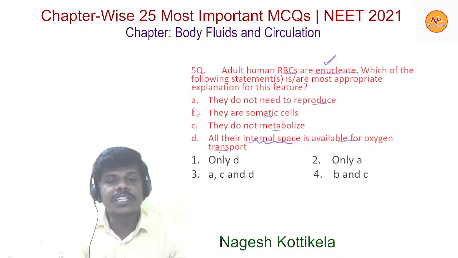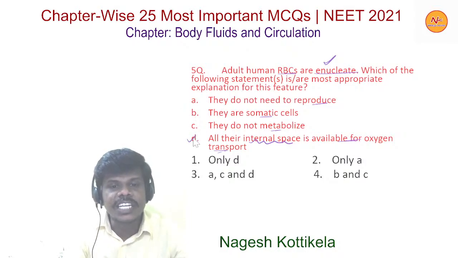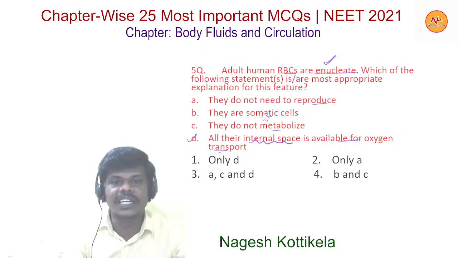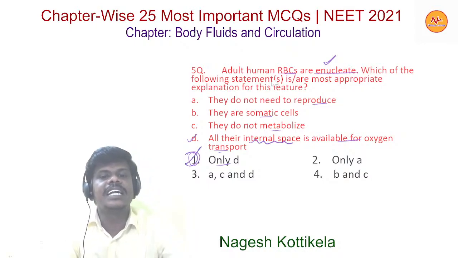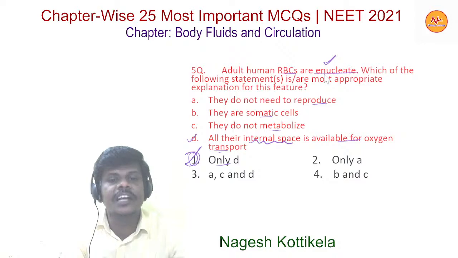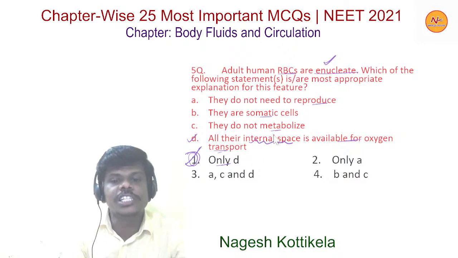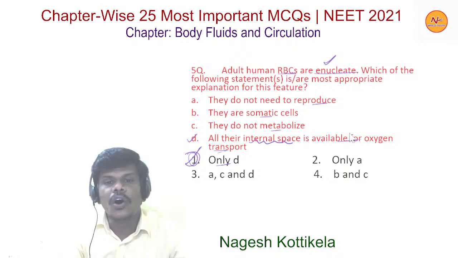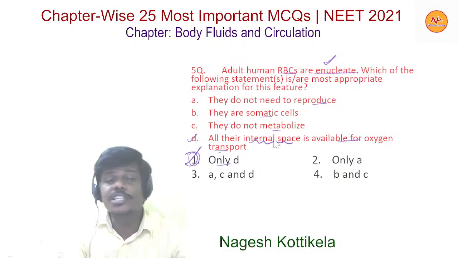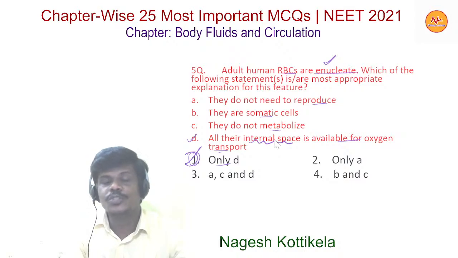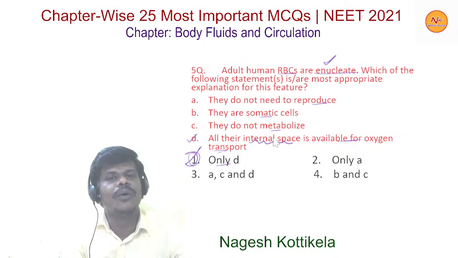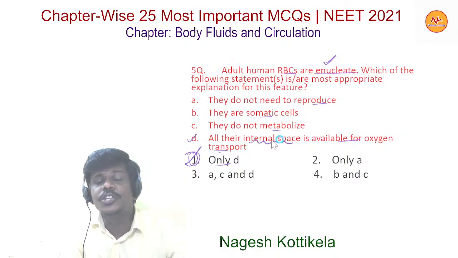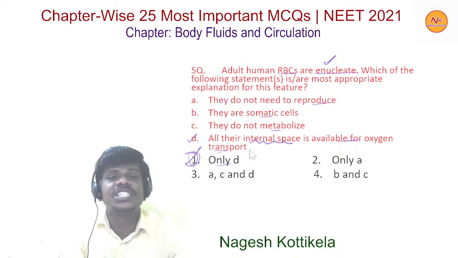So here among the given statements, this D is the more appropriate one. So only D is the correct option. So here adult human RBCs are enucleated because all their internal space is available for oxygen transport. So this is what we call differentiation. So differentiated RBCs do not have nucleus. Okay, matured RBC do not have nucleus, because all their internal space is available for oxygen transport.